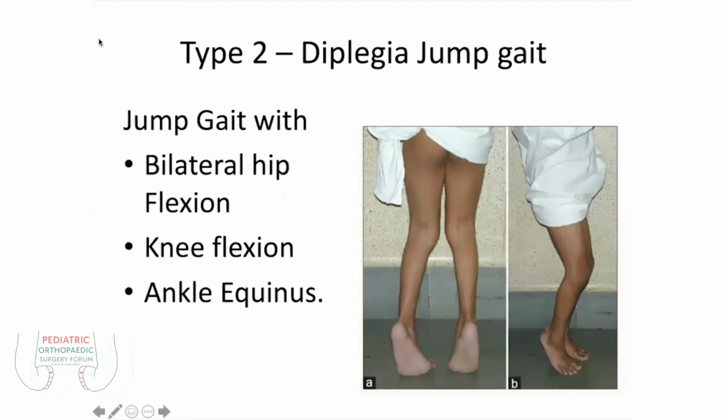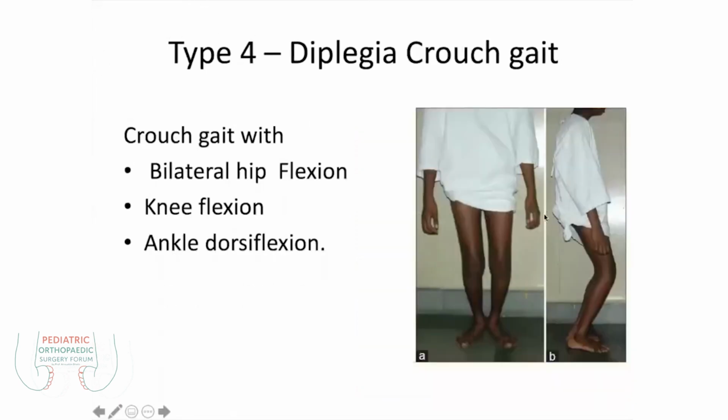When something is falling from upstairs and you are going to catch it, then you dorsiflex your ankle. That is called the crouch gait. So here is the crouch gait. This is the position of the crouch. If you bring it to your head level, you will feel that this crouch gait is just to crouch to grasp something while it is falling. Here there is bilateral flexion of the hip joint, the knee is also flexed, and the ankle is dorsiflexed. This is the worst gait to manage.